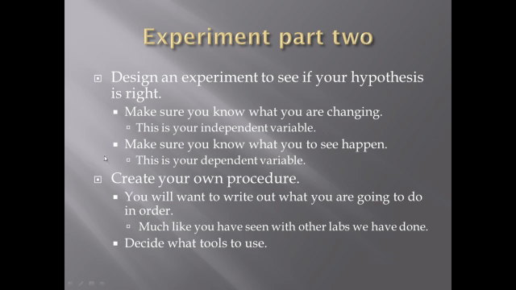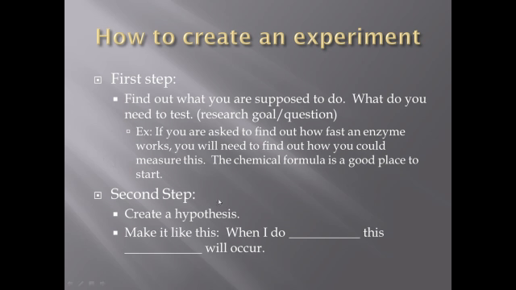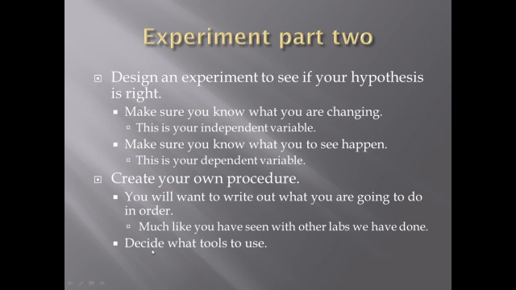The second thing you want to do is know what you think is going to happen. What's going to happen when you change something? This is going to be your dependent variable. So you want to make sure you know what these two are beforehand. And if you followed my formula, it's pretty simple. This will be your independent variable, and this will be your dependent variable.